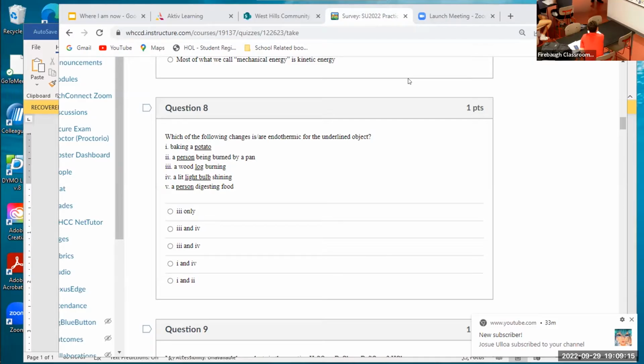So you guys think it's just 1 and 2? How many of you think it's just 1 and 2? I think it is, but I don't know why. I don't see why 5 wouldn't.